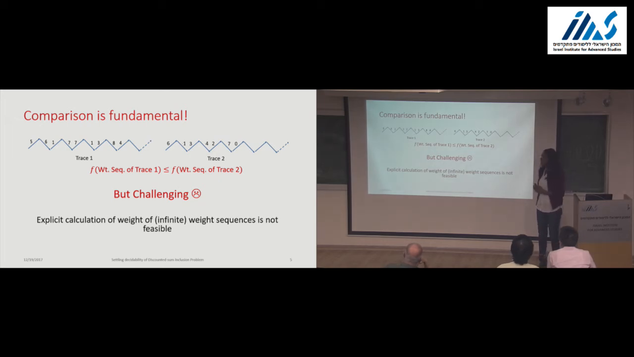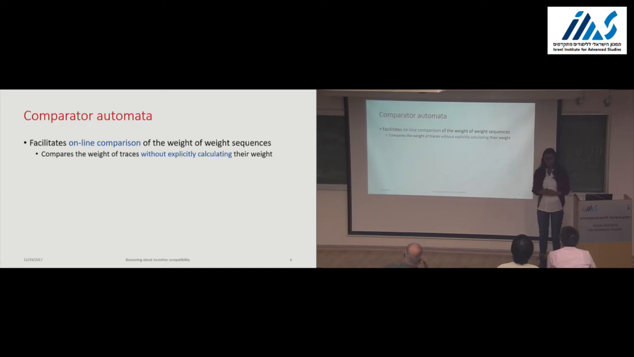What we propose is a technique that we call comparator automata, which can compare the weights of traces without explicitly calculating the weight. It reads both the weight sequences at the same time, in an online fashion, and it can tell whether the weight of one sequence is less than or greater than the other one.